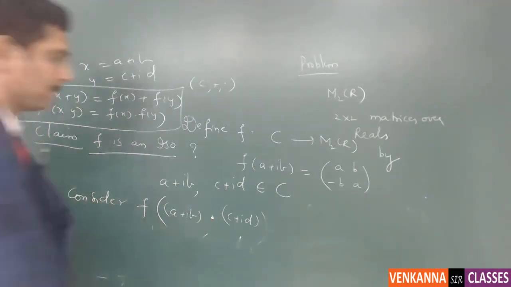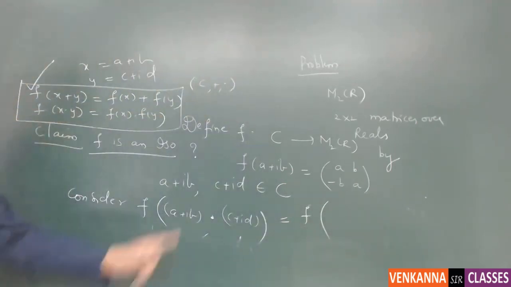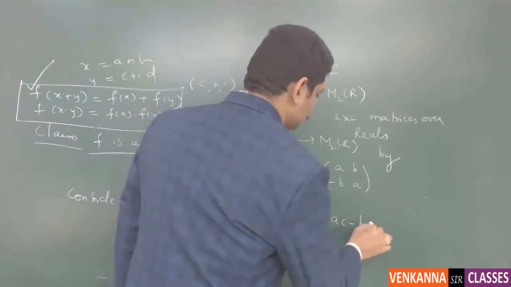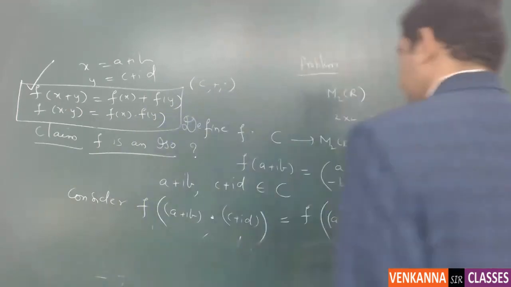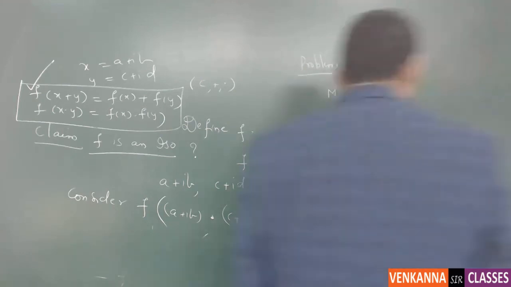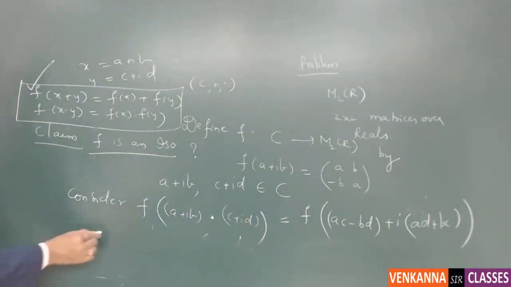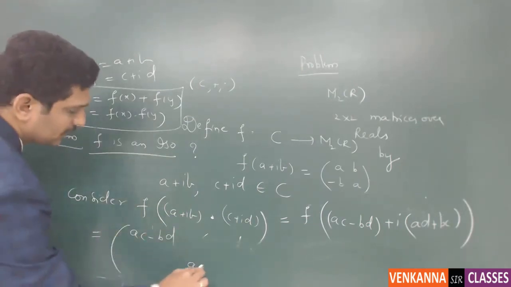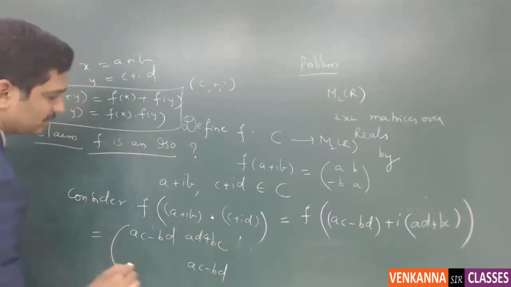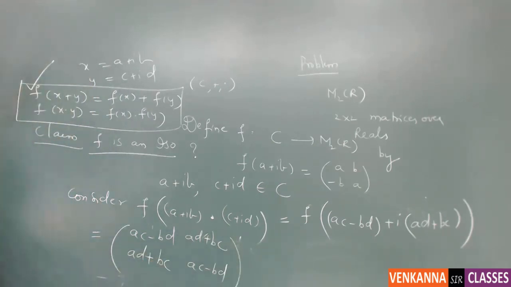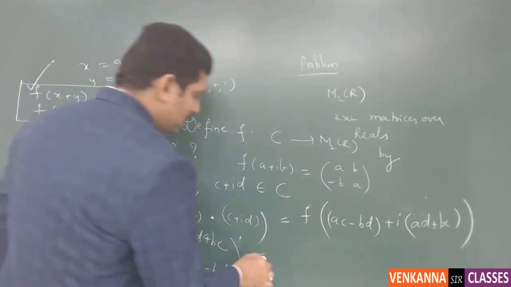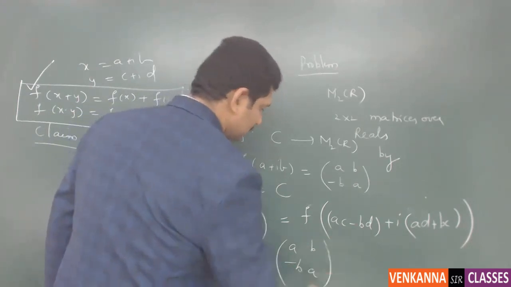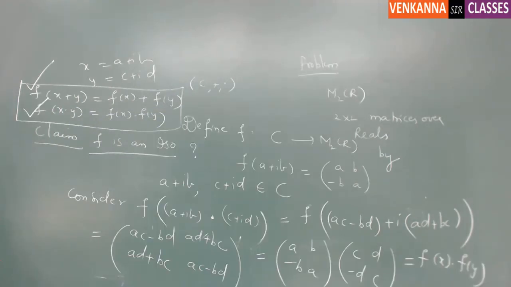We start with the second condition. So this is nothing but f of the product of the values. As per the f definition, it is nothing but the matrix with rows ac minus bd, ad plus bc, as per the definition of f that is considered. So this you can write it as... one-one and onto. Let us go for it.